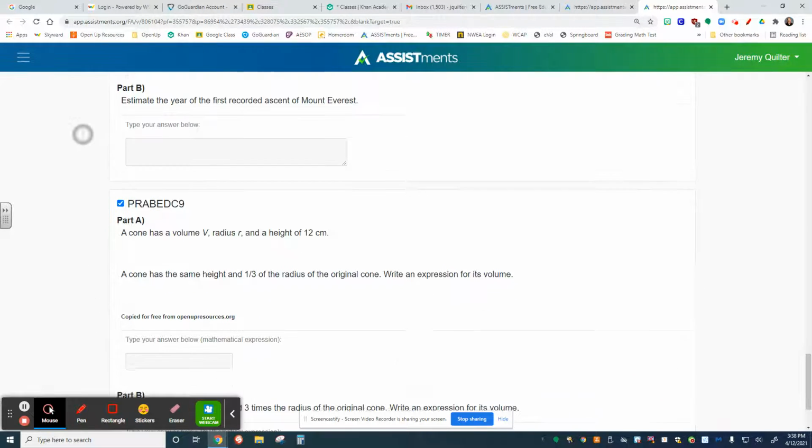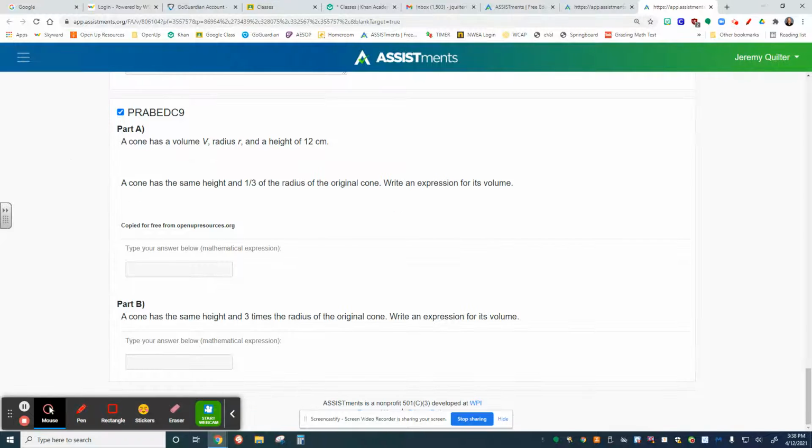Skip over that problem, then we get to the last one that talks about the volume. Now, when we're working with this problem, we have to consider the fact that volume of a cone is 1/3 the volume of a cylinder.